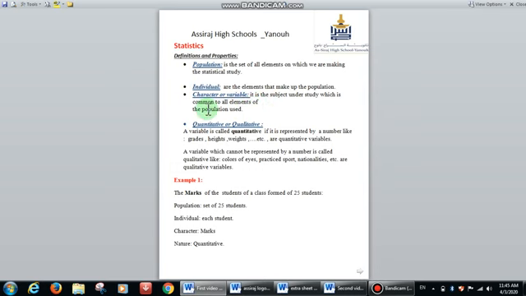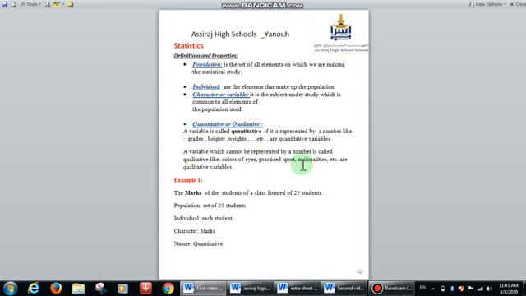The character studied could be either quantitative or qualitative. It is quantitative when the character represents numbers such as grades, heights, weights, etc. It is qualitative when the character represents color of eyes, practiced sport, nationalities, etc.